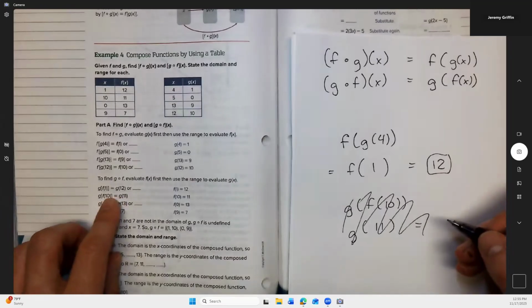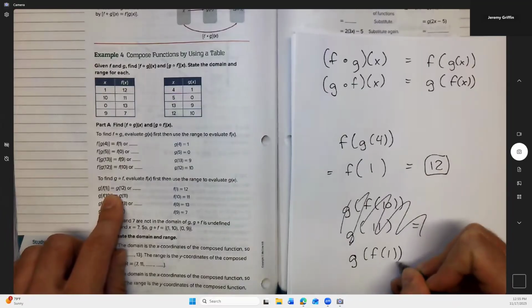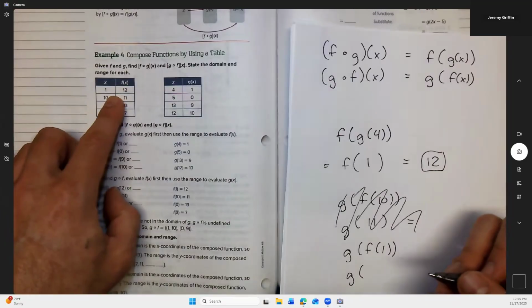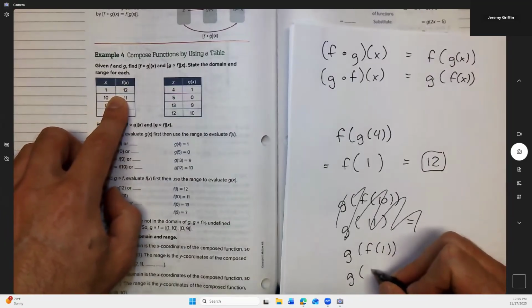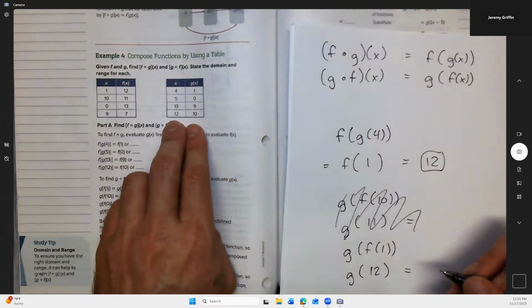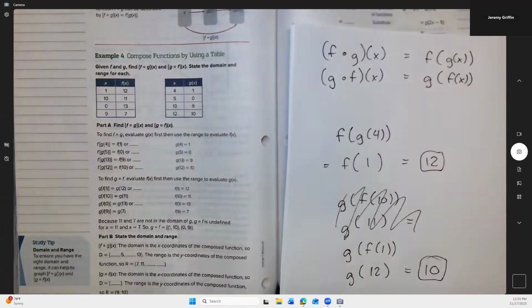Okay, this one should work. So what is g of f of 1? Let's try that. So that's g of, well, what is f of 1? F of 1 is right here. It's 12. You plug in 1 for x in your f of x, so you get 12. So we're looking for g of 12. What is g of 12? Now, g of 12 we do have. It's right here. If you plug in 12 into g of x, you get 10. So the answer is 10. All right, so that one worked.